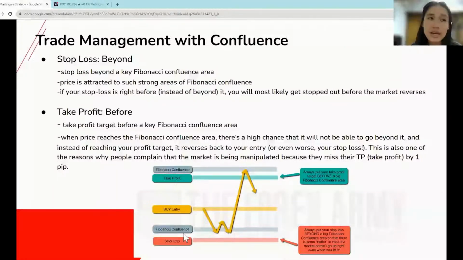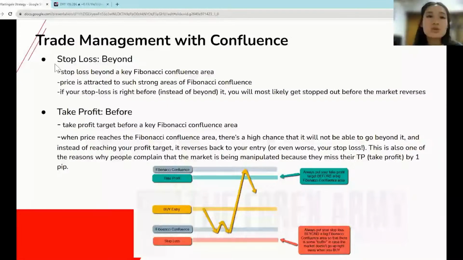Now let's take a look at our take profit. For your take profit, we recommend you place it before a key confluence area, because when price reaches the Fibonacci confluence area, there's a high chance that it will not be able to go beyond it. Instead of reaching your profit target, it actually reverses back to your entry, or even worse, your stop loss. That's one of the reasons why people complain that there is market manipulation, because they miss that take profit by 1 or 2 pips.